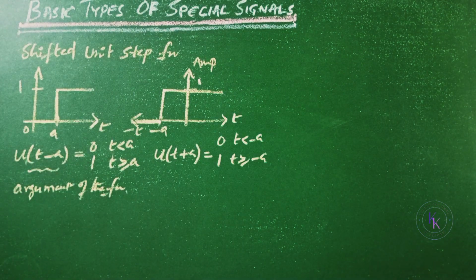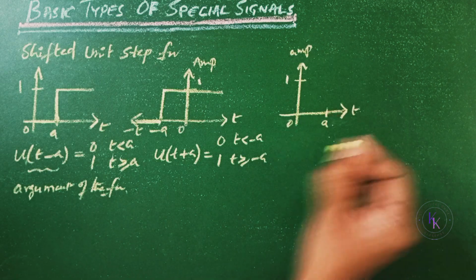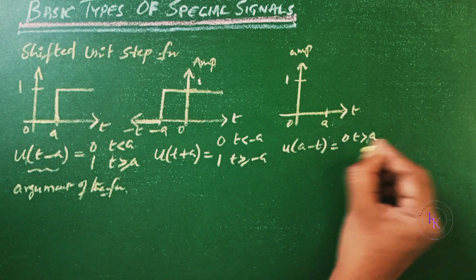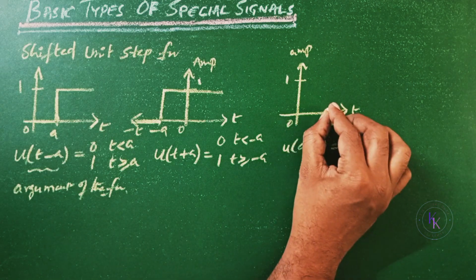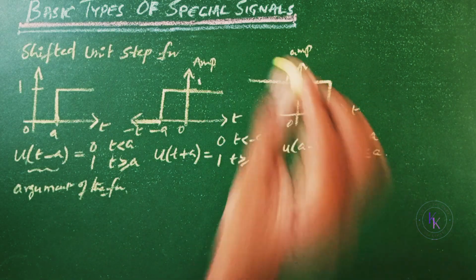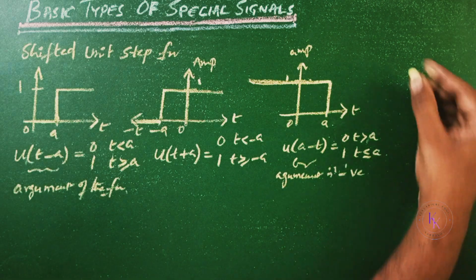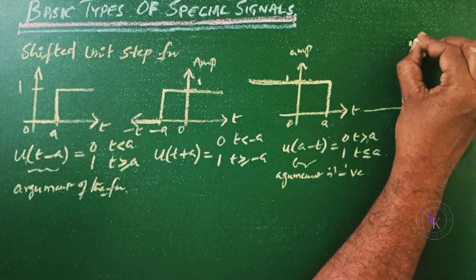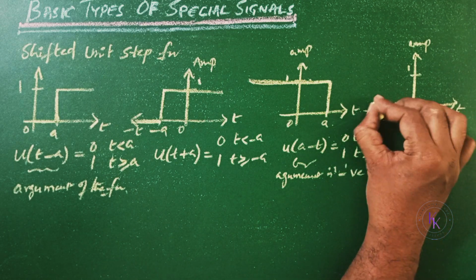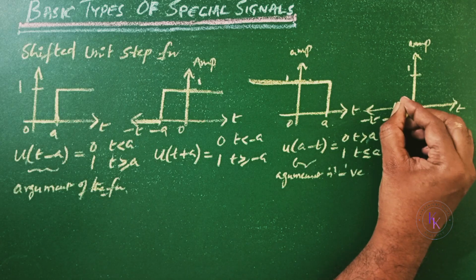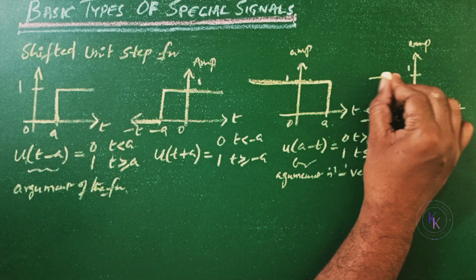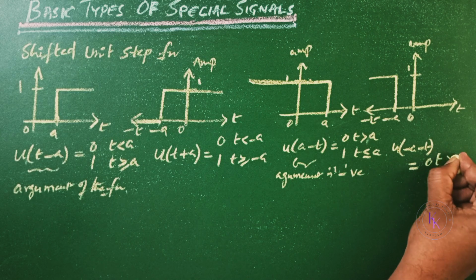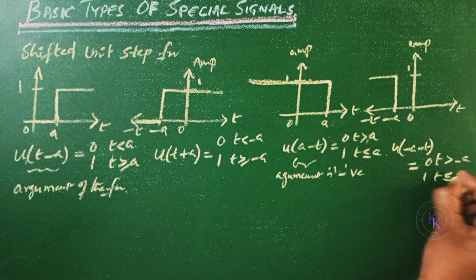Similarly, two other shifted unit step functions are, let it be a, expressed as u of a minus t, equal to 0 for t greater than a and equal to 1 for t less than or equal to a. So at a, it abruptly changes to 1. The argument is negative. Another shifted unit step function has amplitude 1, with the point at minus a on the t axis. The value changes from 0 to 1 at t equals minus a. This can be expressed as u of minus a minus t, which equals 0 for t greater than minus a, and 1 for t less than or equal to minus a.